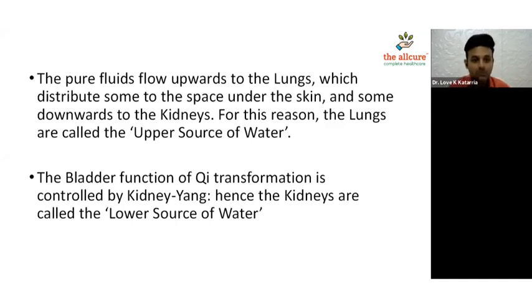The pure fluids flow upwards to the lungs, which distribute some to the space under the skin and some down to the kidneys. For this reason, the lungs are called the upper source of water. The bladder function of chi transformation is controlled by the kidney, hence the kidneys are the lower source of water. That is why the relationship between the lungs and kidneys is so important. They are controlling the respiration, and they are controlling this body fluid part as well.